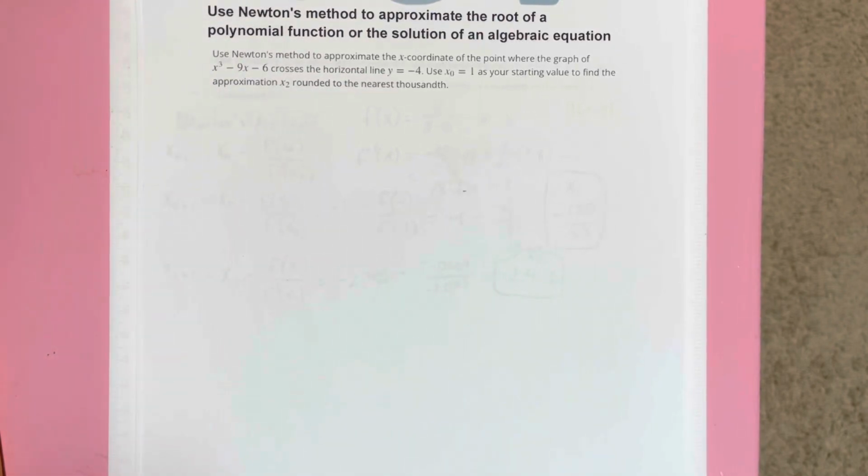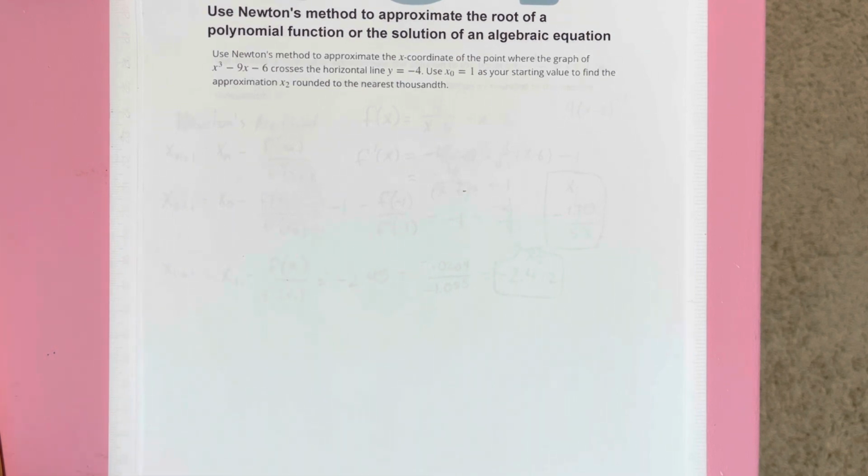In this video, we're going to use Newton's method to approximate the root of a polynomial function or the solution of an algebraic equation. It says use Newton's method to approximate the x-coordinate of the point where the graph of x cubed minus 9x minus 6 crosses a horizontal line y equals -4. Use x0 equal 1 as your starting value to find the approximation.